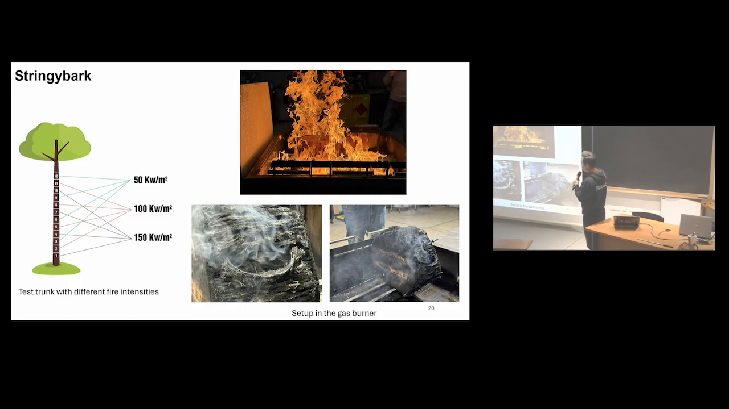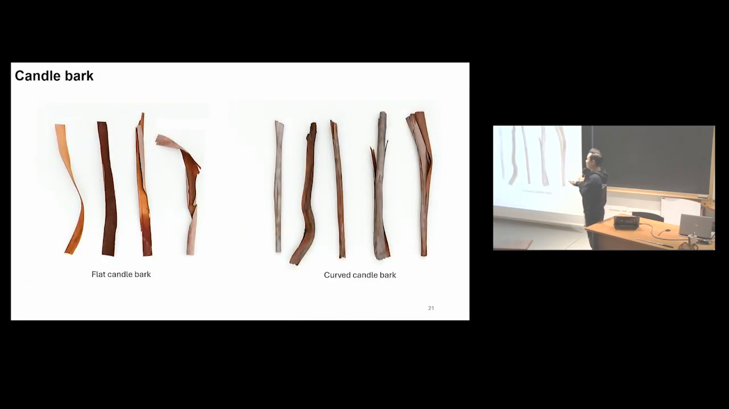and then we mark the number, and from the first one we burn with 150, and then the 4th one, and then the 7th one, and so on. So we want to test the trunk with different fire intensity to see what is the effect on the stringy bark. This picture shows the trunk in the gas burner. This one shows the bark after burning.